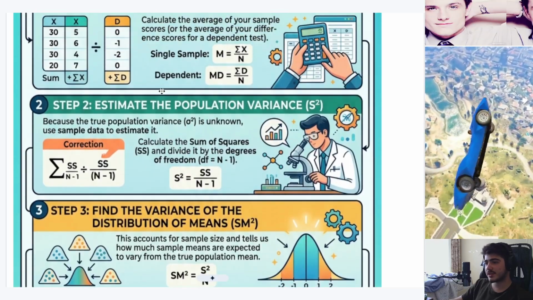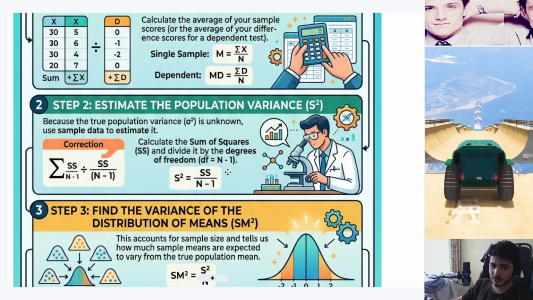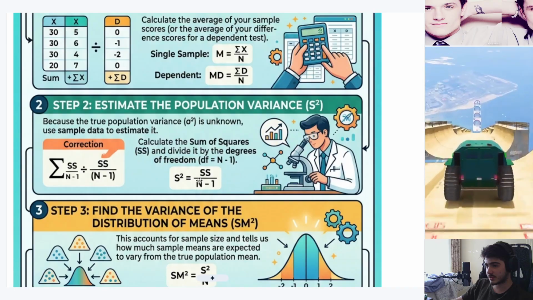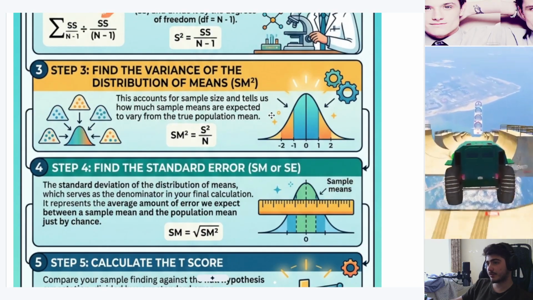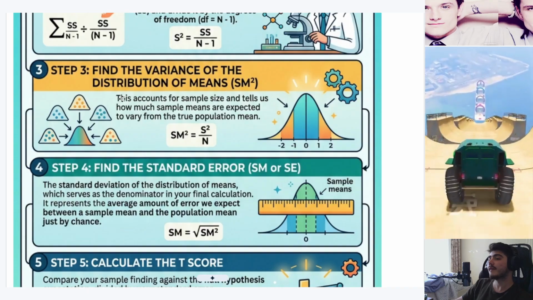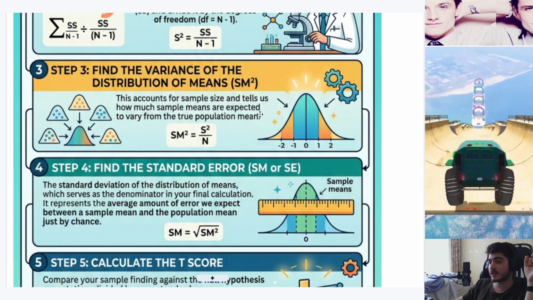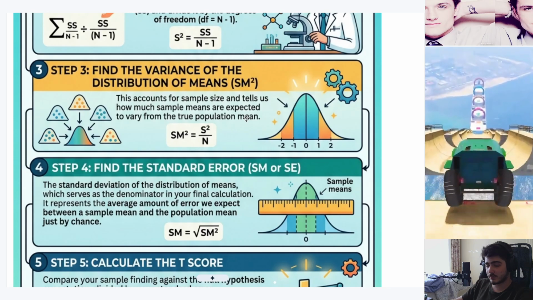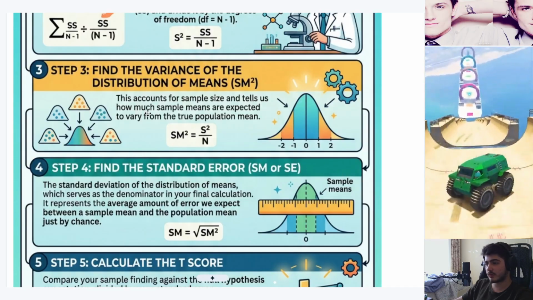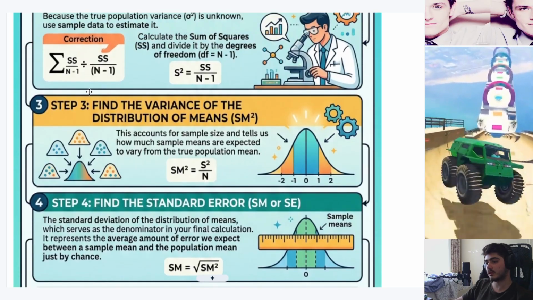So it's the same as calculating the population variance for a z-score. The only difference is that we're using degrees of freedom instead of just the sample size. And then we find the variance of the distribution of means. This accounts for sample size and tells us how much sample means are expected to vary from the true population mean. Now, when you square the standard error... rather, the standard error is used in the calculations, but we're getting the variance right now.